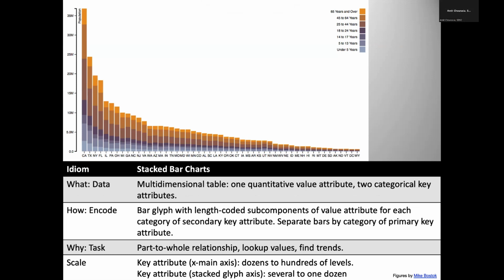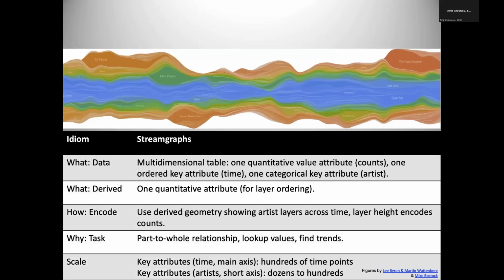And so you're kind of challenged there on the vertical side on how many subcategories you can show effectively on a stacked bar chart. Here is another notion, a variant of stacked bar chart called stream graph. And this employs kind of a layering of things. So it's showing the popularity of different artists over time.